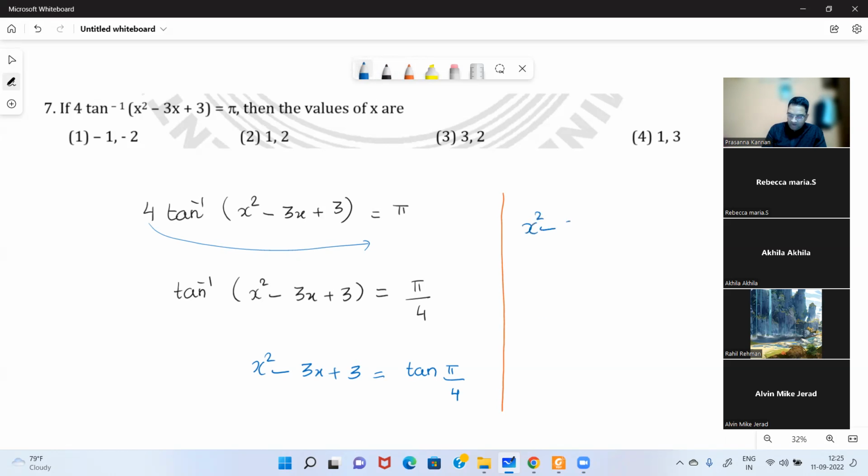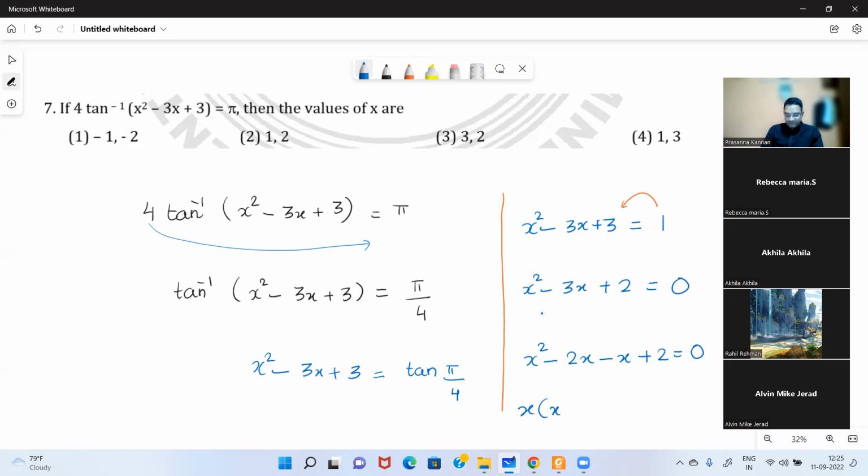So x square minus 3x plus 3 is equal to tan pi by 4. What is tan pi by 4? That is nothing but 1, tan 45 degrees. So x square minus 3x, this 1 I bring to this side. How much is it? 3 minus 1, so it will be 2. Is equal to 0. So this is just a quadratic equation. You can factorize this. I can write it as x square minus 2x minus x plus 2. Correct?